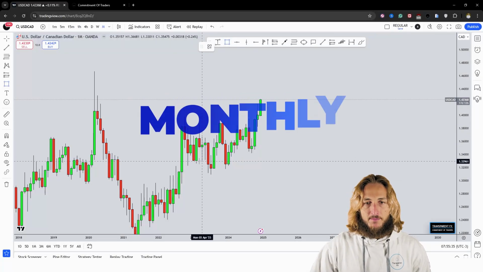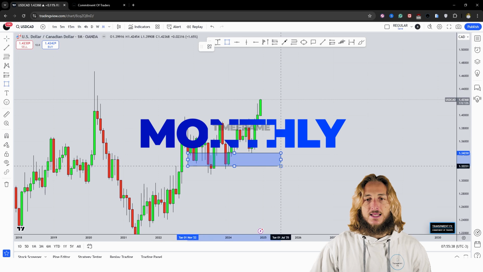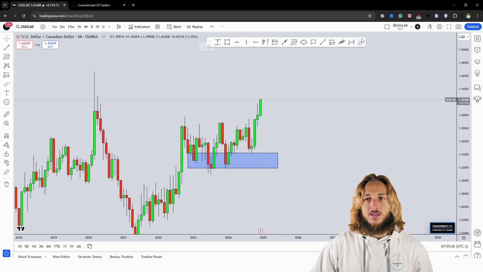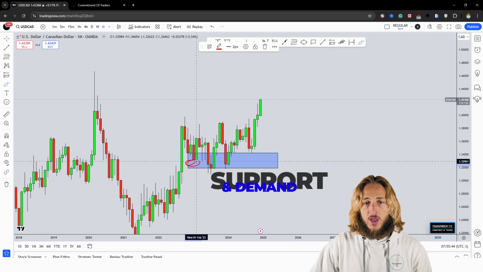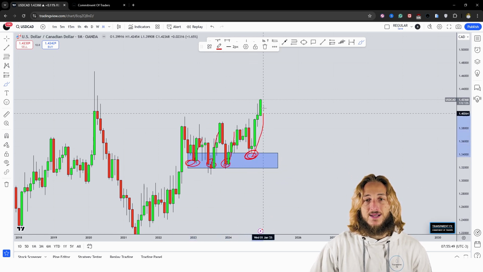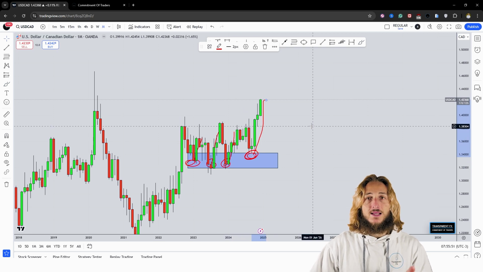Now, starting here from the monthly time frame, what we can see is that at the moment the market is rejecting to the upside a quite strong historical monthly support and demand area. From here, all these previous rejections to the upside have been created. At the moment, the market is testing and rejecting to the upside the exact same zone.